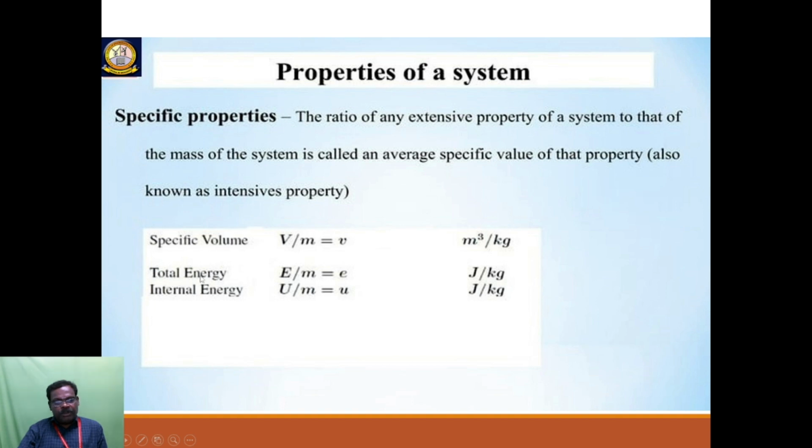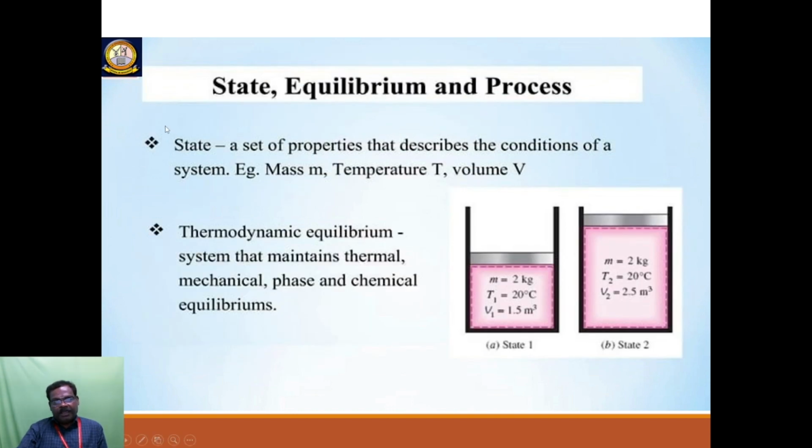Then you know energy, E. With respect to mass, that is specific energy. The unit of energy is joules. Joules per kilogram. So this is specific property. Any property with respect to mass is called as what? Specific property. What are the things we have seen so far? That is property, intensive property, extensive property we have seen.